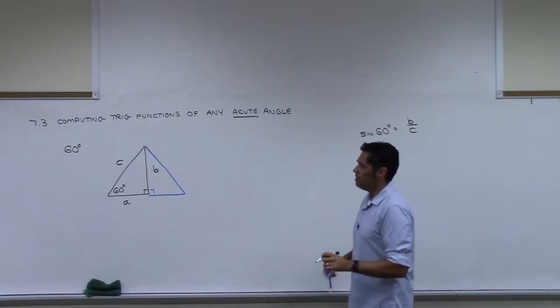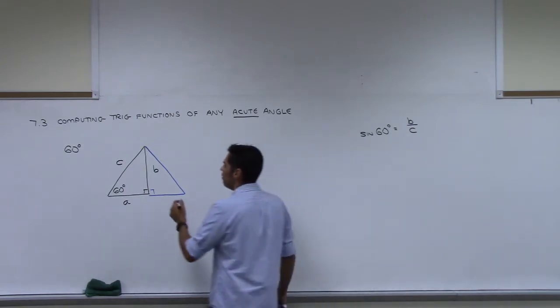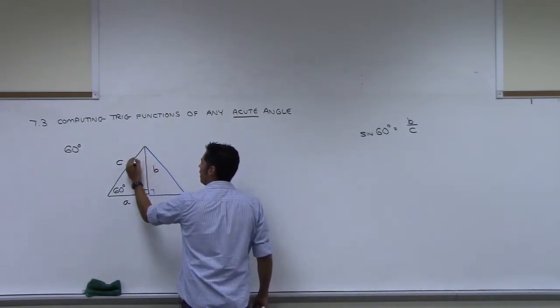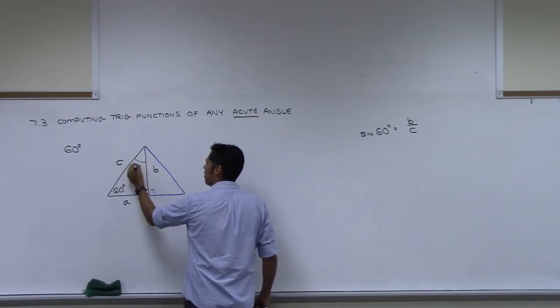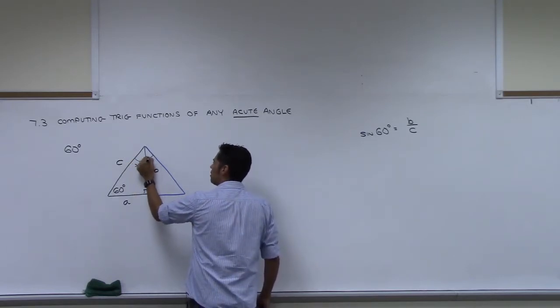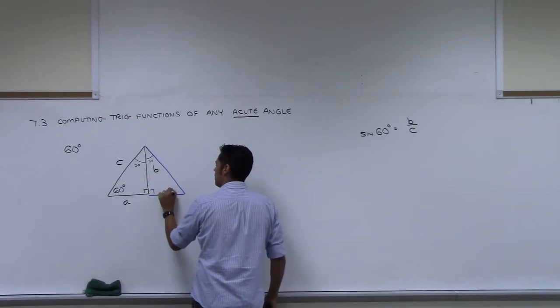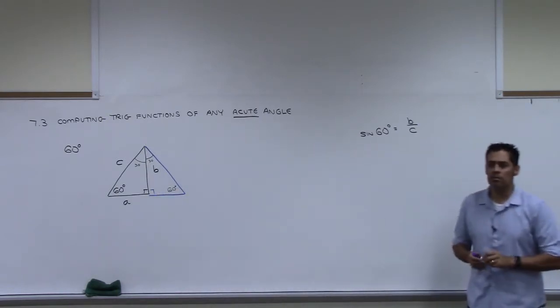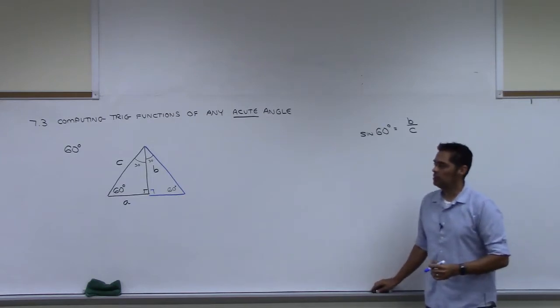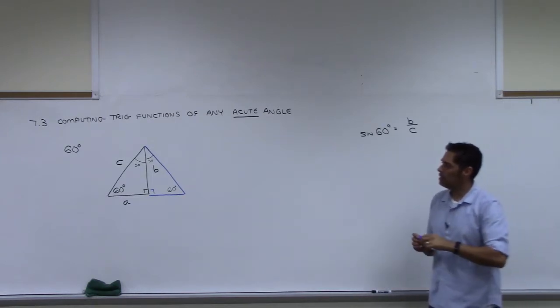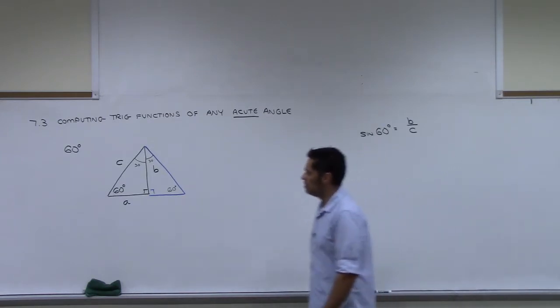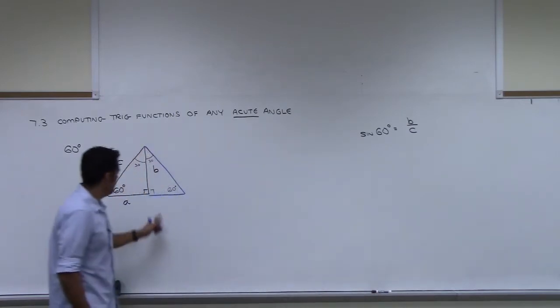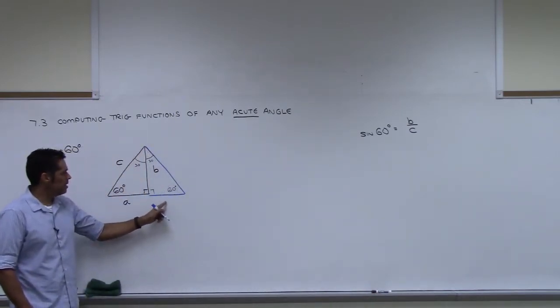Now, what is the angle measurement right here? That's 30. So this also must be 30, right? And this must be 60 degrees. Now this is an equilateral triangle, right? So what can you tell me about this side right here? What's the length of this side?